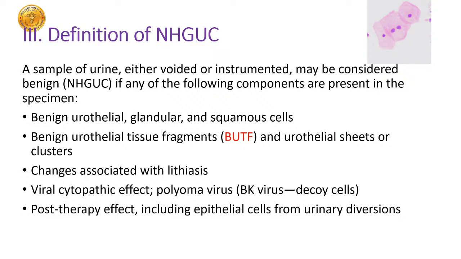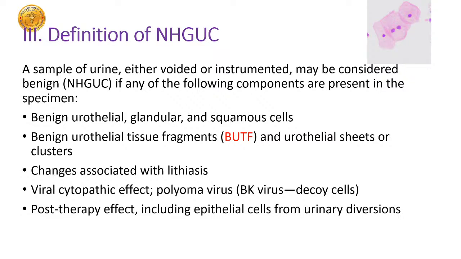Next slide, please. So how do you define? They've given definition for all categories. So what is the definition for NHGUC? This year sample of urine may be considered benign or negative for high-grade urothelial carcinoma if any of the following components are present. And what are these components? You may have benign urothelial, glandular and squamous cells. You may have benign BUTF, that is a benign urothelial tissue fragment, and sheets or clusters, especially if it is an instrumented urine. Changes associated with lithiasis, they can mimic malignancies.